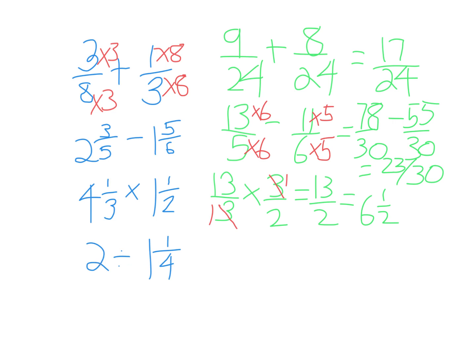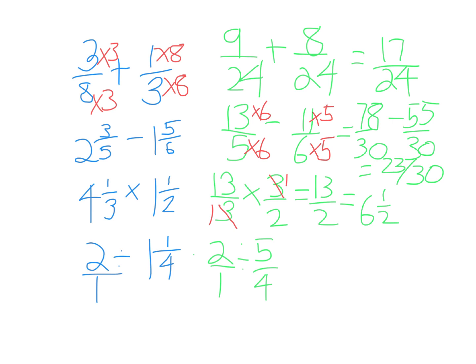So for 2 divided by 1 1/4, when you have a whole number, it might be easiest to write it over 1. 2 and 2 over 1 are the same. So I'm going to convert this here to an improper fraction. So we leave the 2 over 1 as it is. 1 1/4 is 5 over 4.